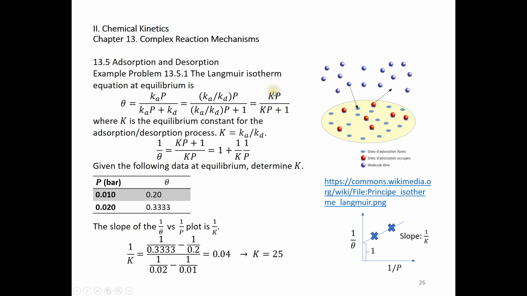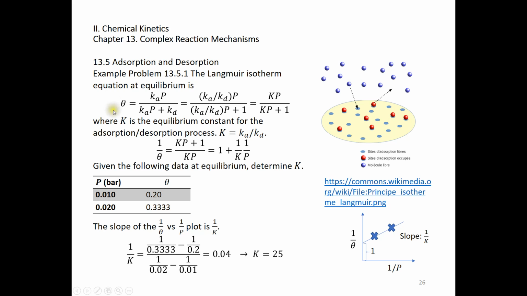This K is uppercase. The uppercase K is the equilibrium constant for the adsorption desorption process, and this uppercase K is equal to the lowercase k sub A over the lowercase k sub D, the adsorption rate constant divided by the desorption rate constant. And now we take the reciprocal of both sides. 1 over theta is Kp plus 1 over Kp, and 1 over theta is simply 1 plus 1 over K times 1 over P.